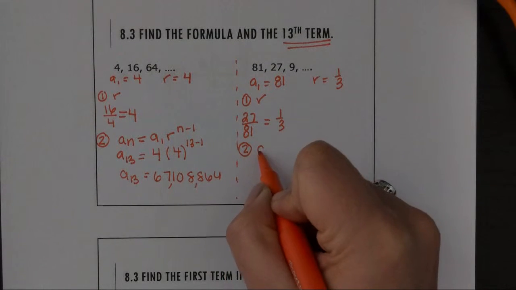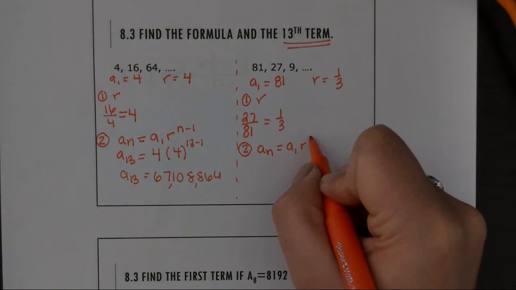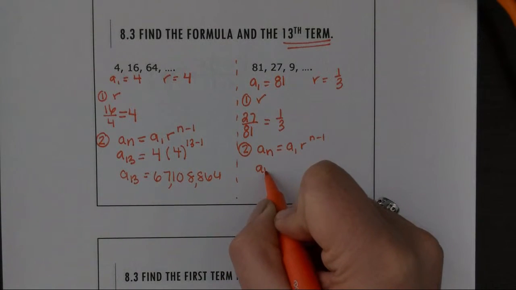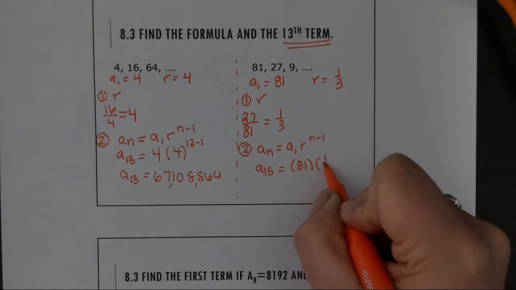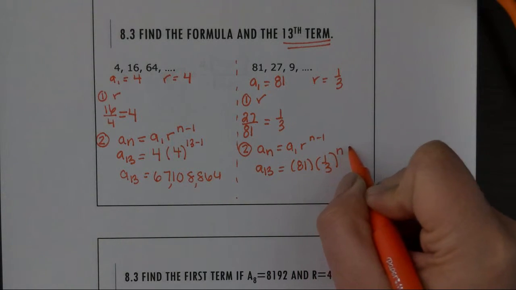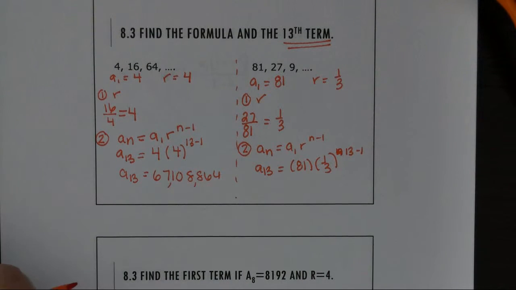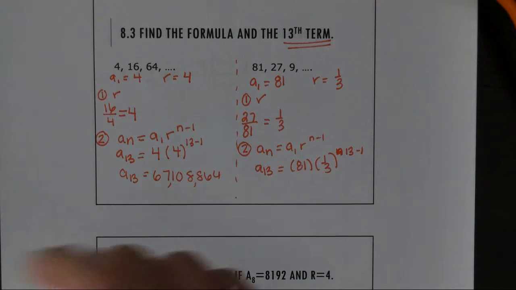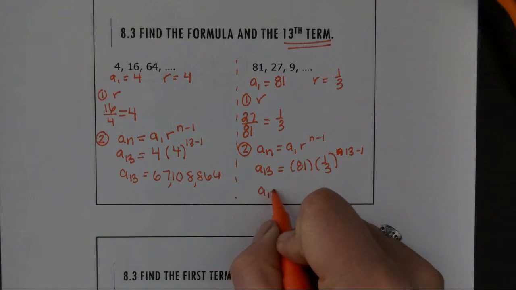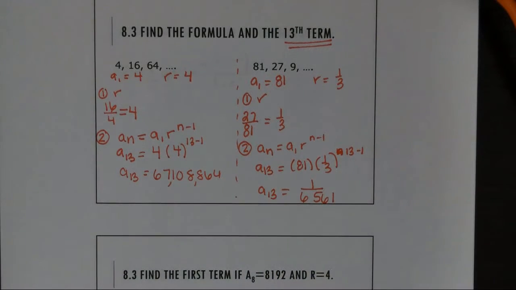So let's find our nth term. In this case, it's going to be our 13th term. So our 13th term is going to be equal to 81 times 1/3 to the 13 minus 1 power. Okay. As a fraction, the answer is 1 over 6,561.